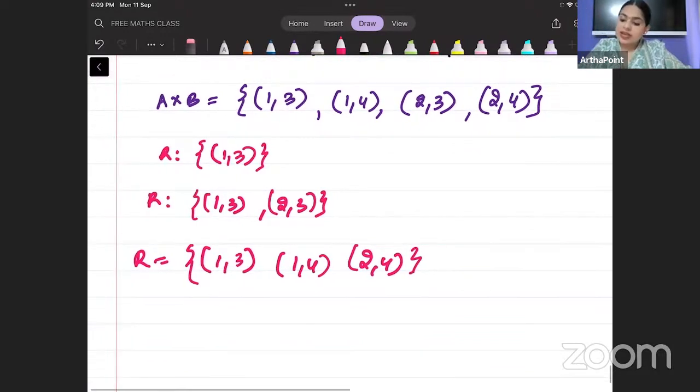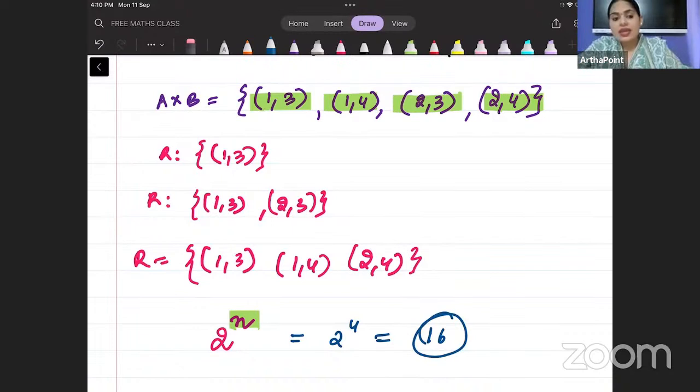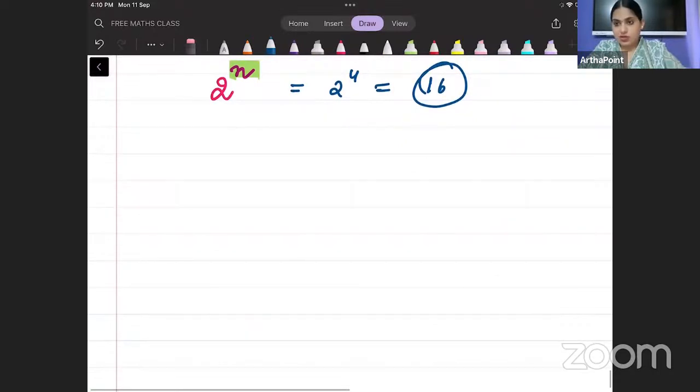The number of subsets you can create will be 2 to the power n, where n is the number of elements in this Cartesian product. So it will be 2 to the power 4, which is 16. So I can create 16 relations from A into B. This is a very important question, and I hope you understand how to do this. Okay, beta, with this, I complete the part of relations.